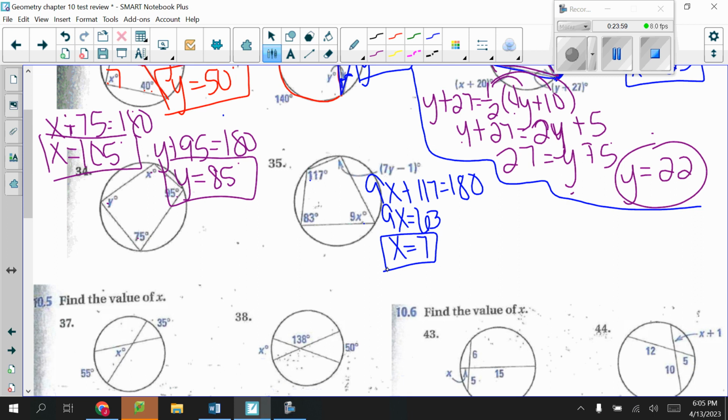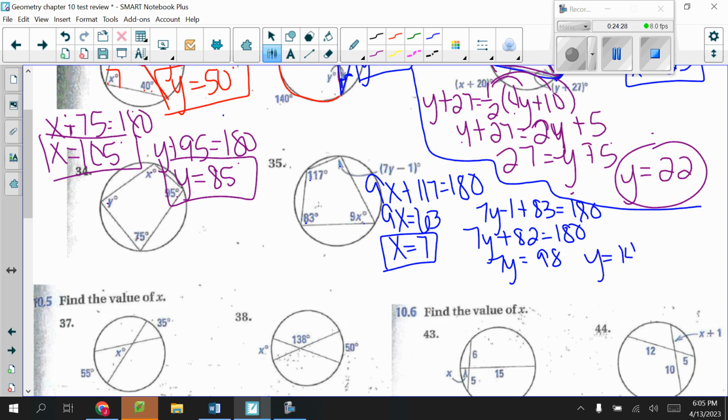My 83 and 7y minus 1 are opposite angles. So 7y minus 1 plus 83 has to equal 180. Combine negative 1 and 83, so I have 7y plus 82 equals 180. Move my 82 to the other side, so I get 7y equals 98. And divide, so I get y is equal to 14.